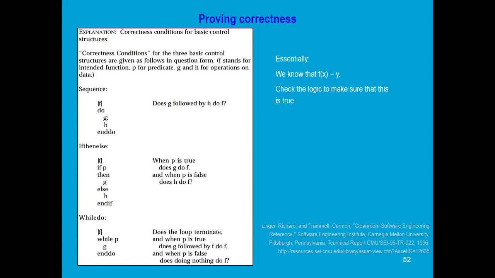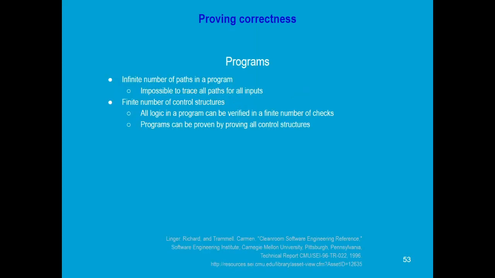Here's further explanation of this idea. Essentially, we know that f of x is equal to y, so we just check the logic to make sure that this is true every time. Proving correctness in programs is simple when you check the correctness of all the control structures. The reason why is because, as mentioned earlier, control structures make up the program. So if you check each piece of the program, the entire program will be correct.